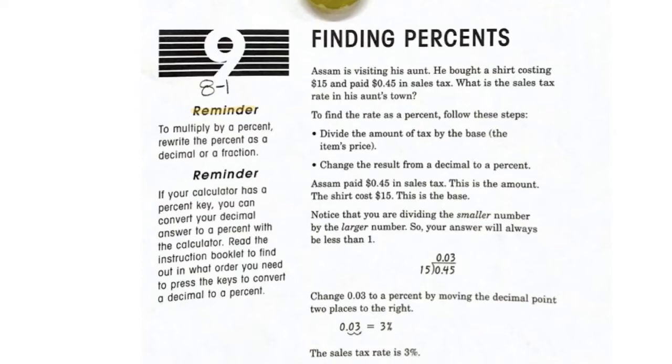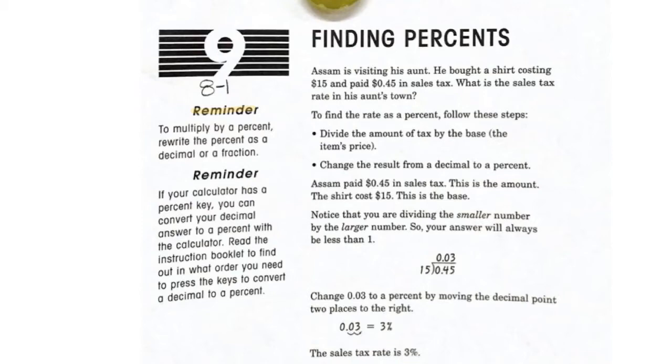Read the instruction booklet to find out in what order you need to press the keys to convert a decimal to a percent. So, Asim is visiting his aunt. He bought a shirt costing $15 and paid 45 cents in sales tax. What is the sales tax rate in his aunt's town? To find a rate as a percent, follow these steps. You divide the amount of tax by the base, the item's price. Change the result from a decimal to a percent.